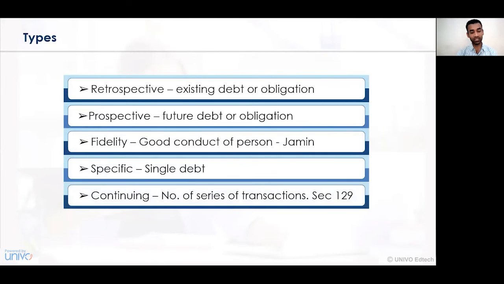The continuing guarantee. Under section 129 of the Sale of Goods Act, if the guarantee contract is given for a number of transactions or a number of activities, then such a guarantee contract is called a continuing guarantee, wherein the guarantee contract continues until all the transactions are performed. Now let us understand the further types of guarantees.